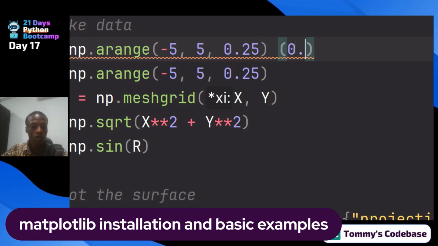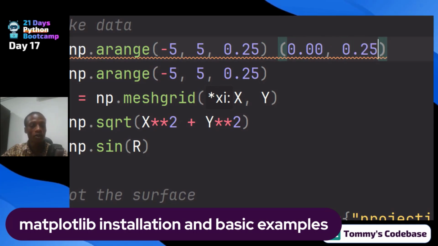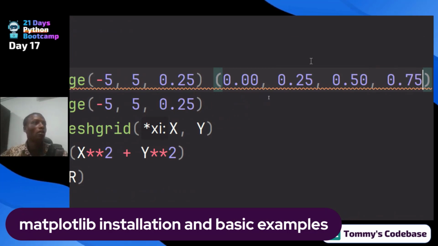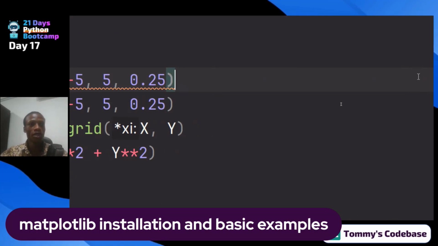So the first one will be, say, 0.00. The second one will be 0.25. The third one will be 0.50. That is 0.25 plus 0.25. The next one will be 0.75. So I believe you get the meaning of the step that is here. So in case I want it by steps of 1, I have to put 1 there.